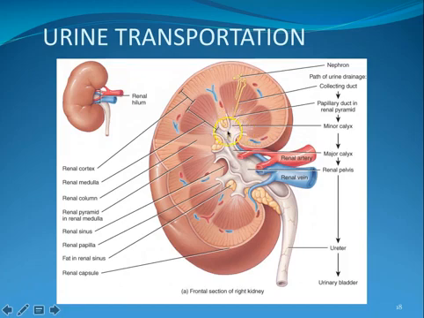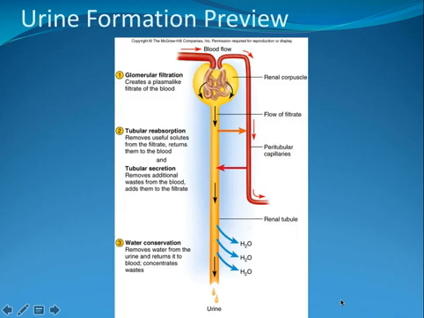And you're seeing several minor calyces in this image. Those minor calyces will come together to form a major calyx. Those major calyces will all drain into the renal pelvis, and then eventually that renal pelvis leaves the kidney as the ureter on its way down to the bladder. So just a urine formation preview.